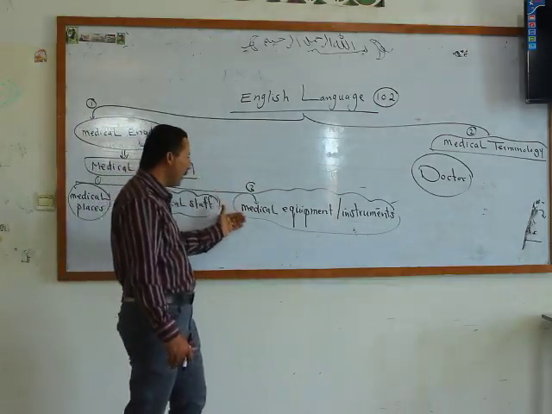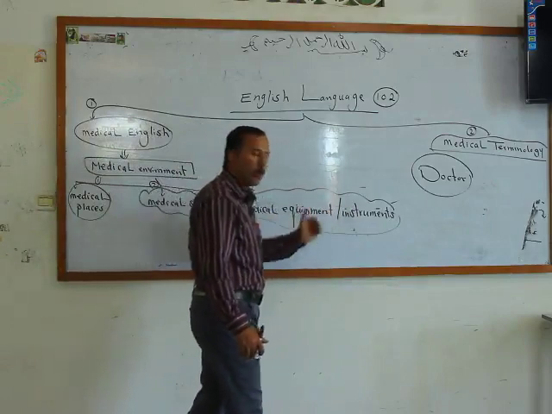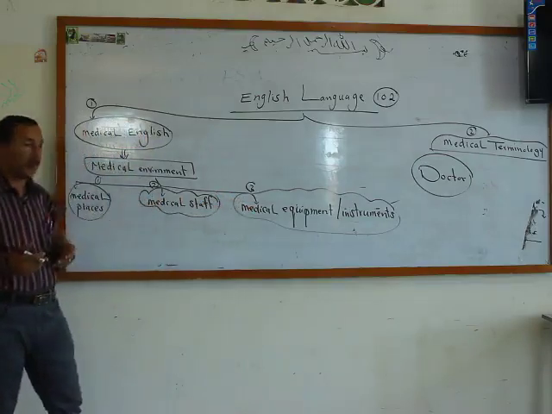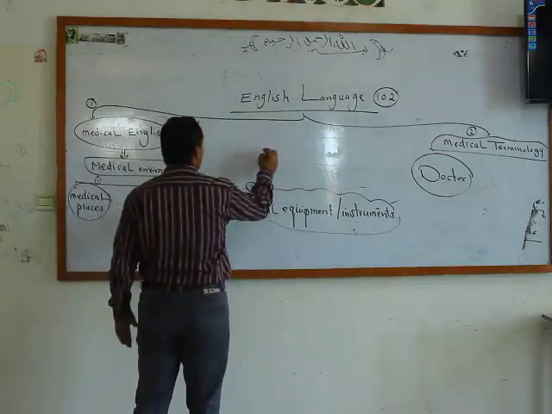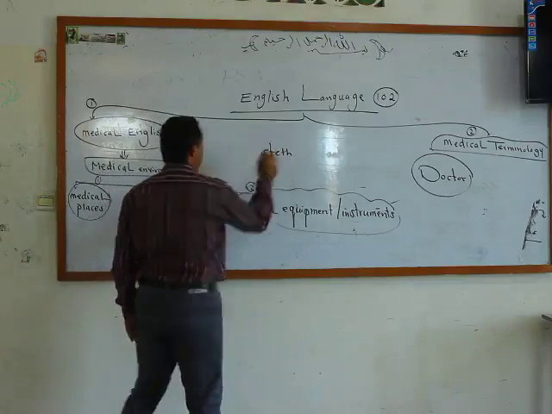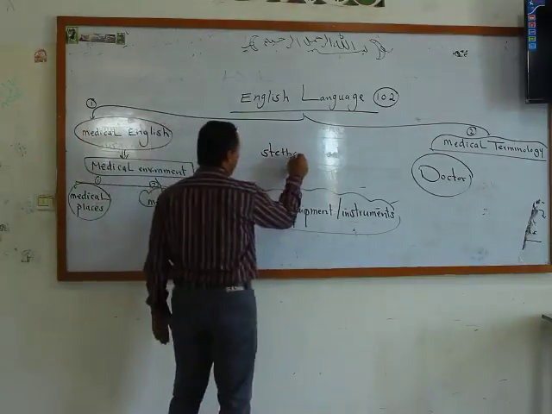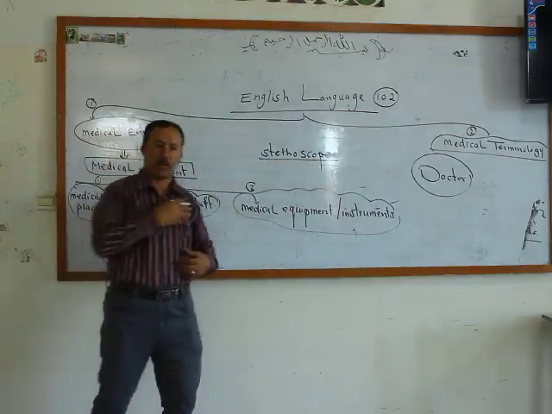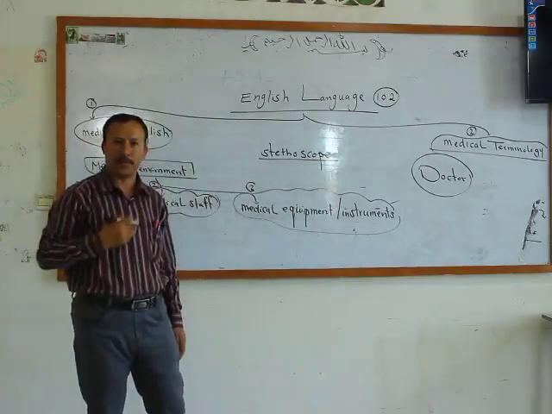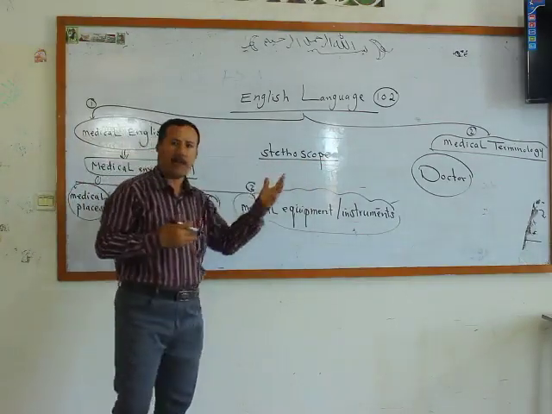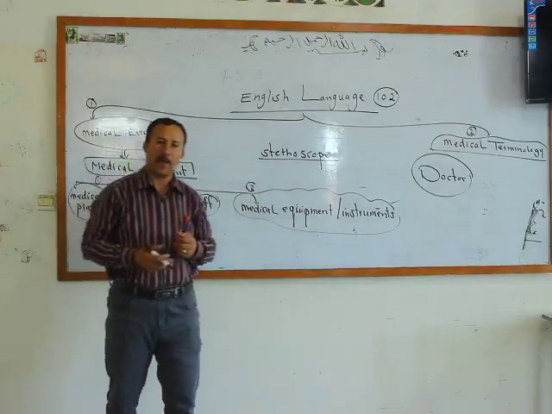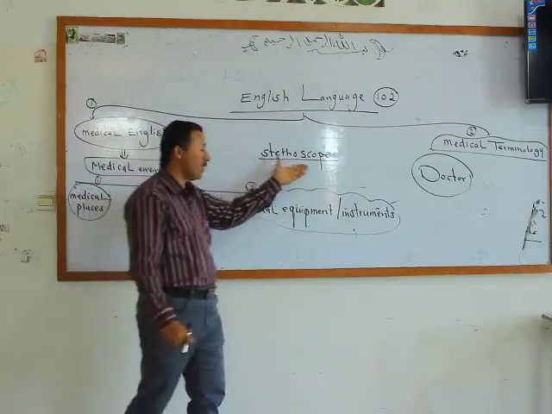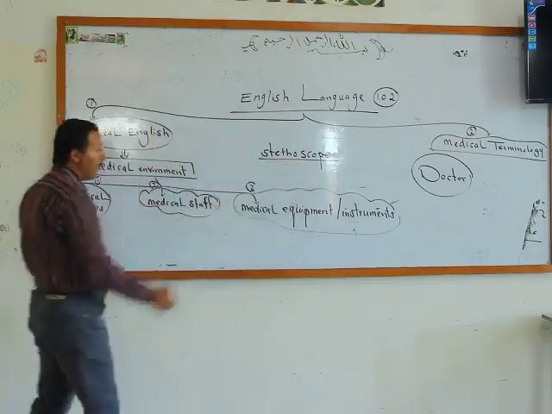Number 3, medical equipment or instruments. For example, a doctor uses a stethoscope, hanging it on his neck to check a patient's sounds or chest. If anyone asks you what this is, it's not a سماعة for music. This is just a stethoscope for a doctor to check patients. This is one of the instruments.